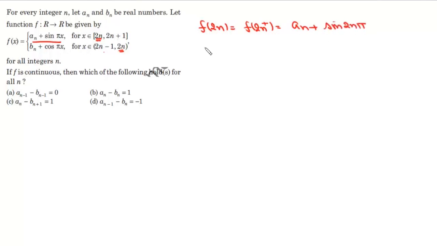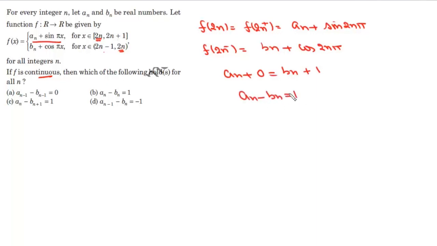2n pi. And if we look at f2n negative, here we have this definition. So it will be this bn plus cos 2n pi, and this function is continuous. So we'll equate them. So we'll get an plus sine 2n pi, and sine 2n pi is 0, is equal to bn plus cos 2n pi. Cos 2n pi is 1. So the first result that we have is an minus bn is equal to 1, and that's your option B.